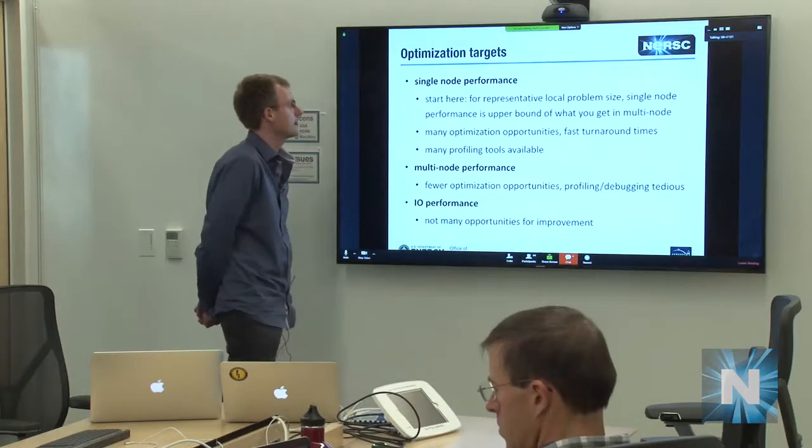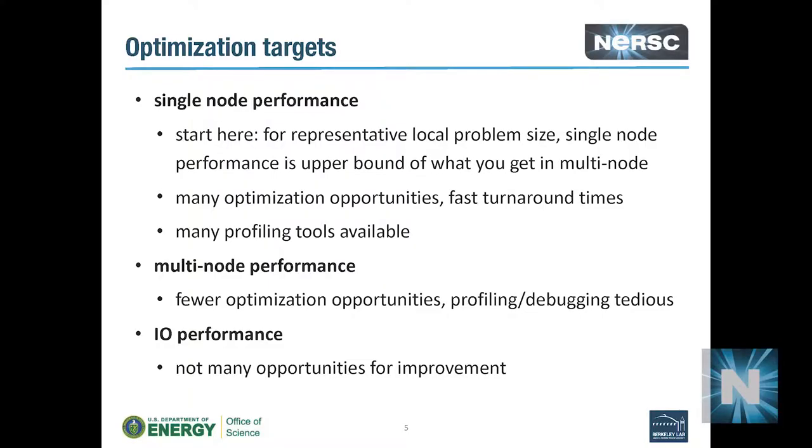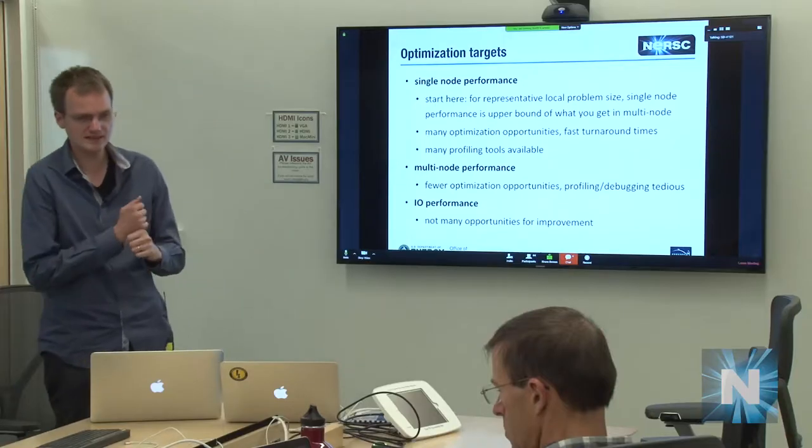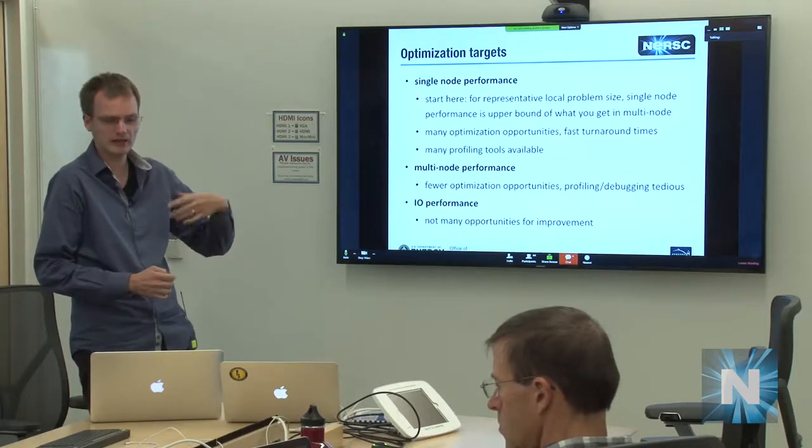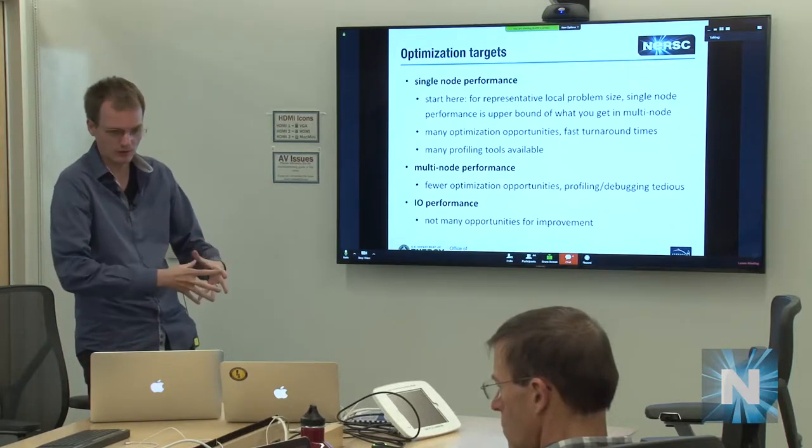So when you optimize, you have certain things to consider, like single node, multi node, maybe I/O if you have I/O heavy applications. And you of course should always start with single node performance. And why do you do that? There are a lot of reasons. First, it's the easiest target, right? You have fast turnaround times for debugging, profiling, whatever, because you only need one node.